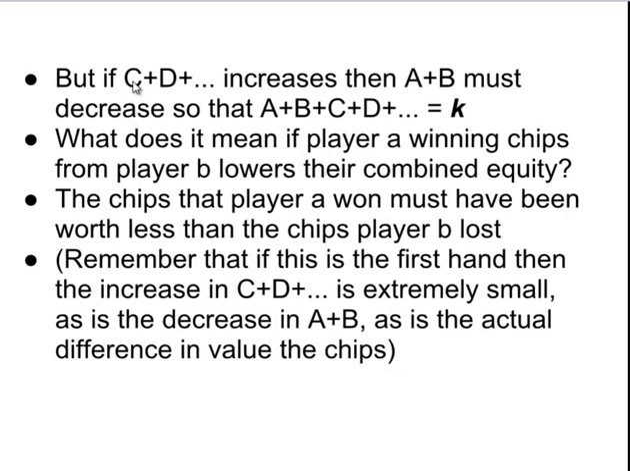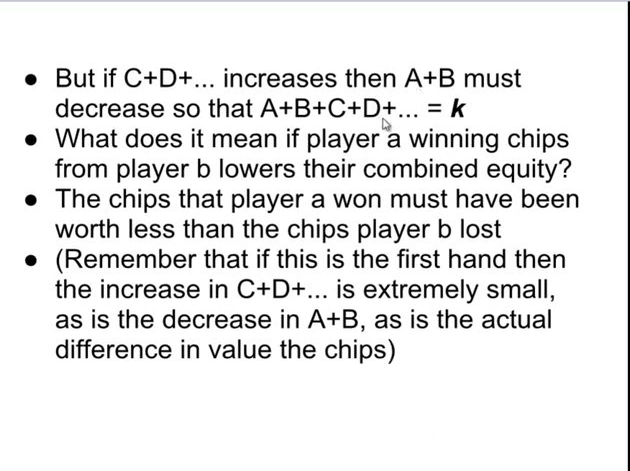C plus D plus E plus F, whatever, is going to be a higher value than it was before. And if that increases, then the first two, A plus B, must decrease, because we still have to have a fixed constant here. We still have to have A plus B plus C. All the players' equities still have to add up to the prize pool. So if all the players' equities have to add up to the prize pool, and the players that weren't involved in the hand have realized increased equity, then the players that were in the hand combined, A plus B, must overall have less equity.